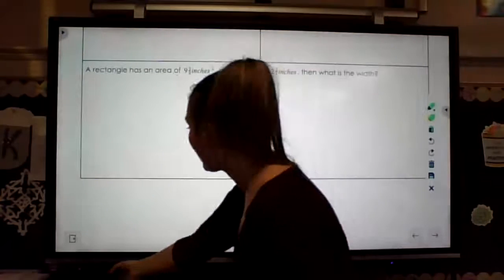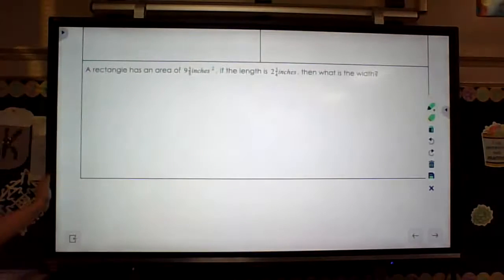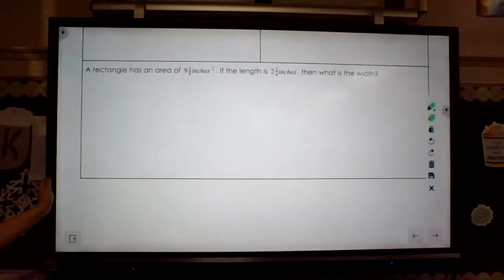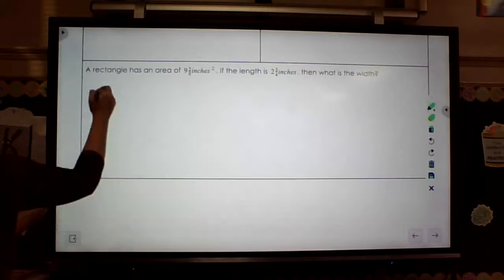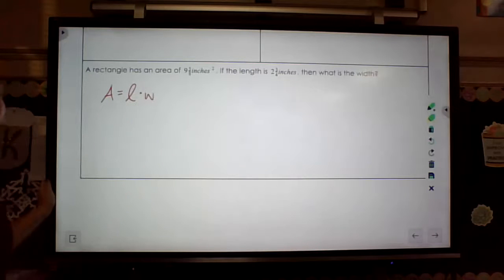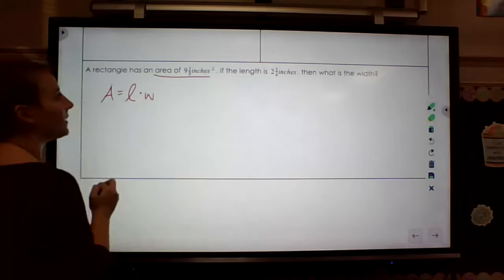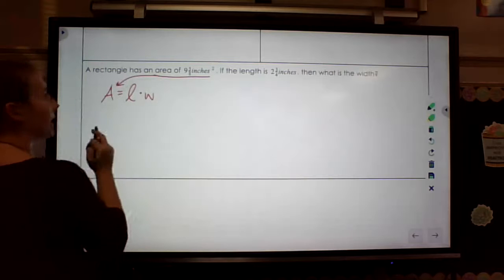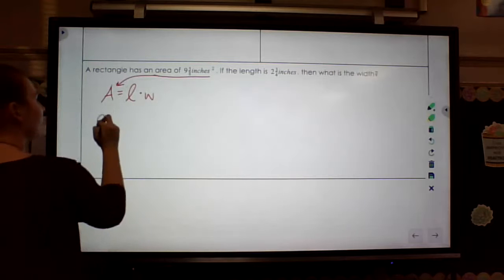A rectangle has an area of 9 5/8 inches squared. If the length is 2 3/4 inches, then what is the width? We actually did one of these on, I think it was Wednesday, when we did proper fractions. We talked about how the area of a rectangle is always going to be length times width, and we're going to plug in the information we know. So if I know the area is 9 5/8 inches, it's going to plug in for the letter A because that's what stands for area.